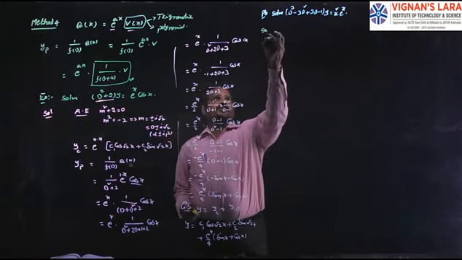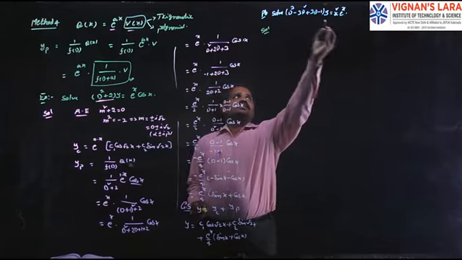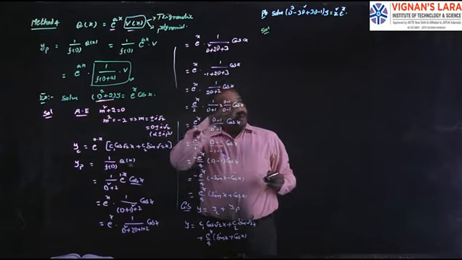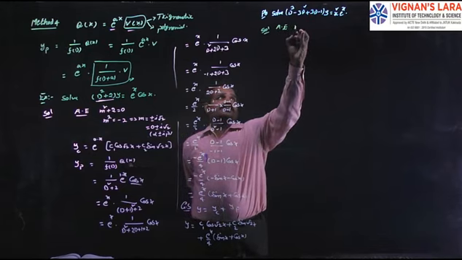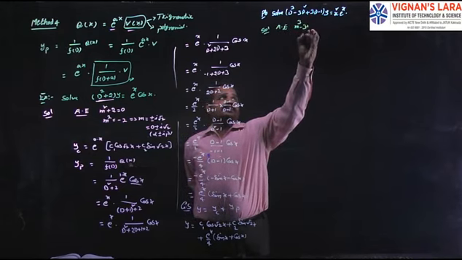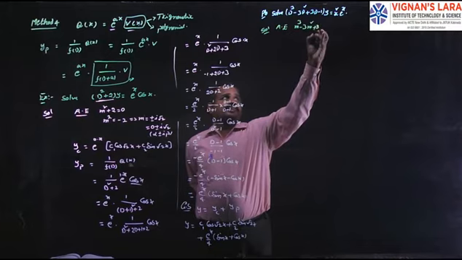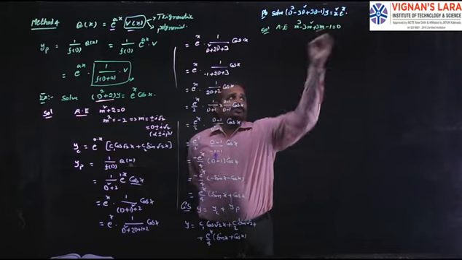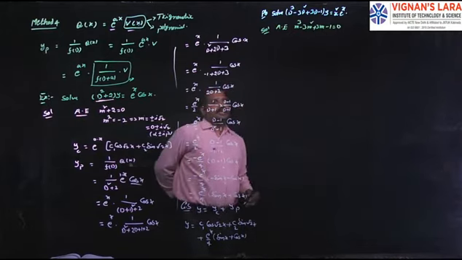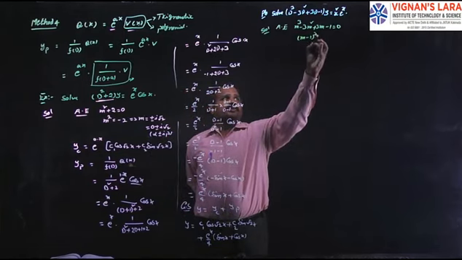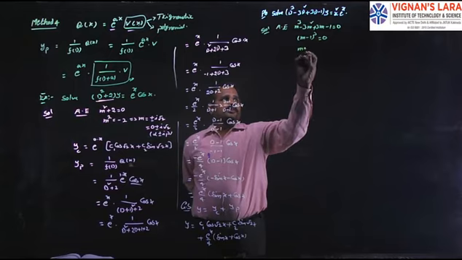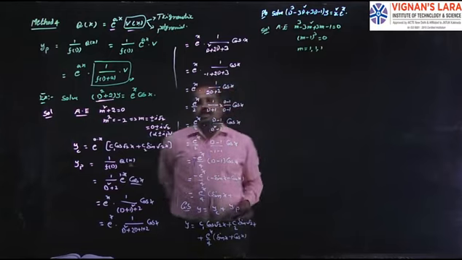The solution is given directly in operator form. Write the auxiliary equation. What is an auxiliary equation? m cube minus 3m square plus 3m minus 1 is equal to 0. This can be written in the form of (a minus b) whole cube, so (m minus 1) whole cube is equal to 0. So m is equal to 1, 1, 1.